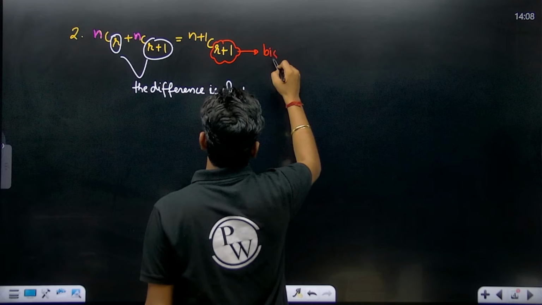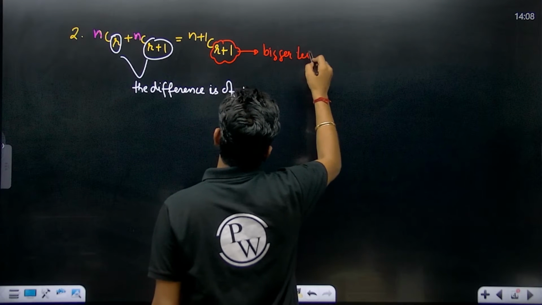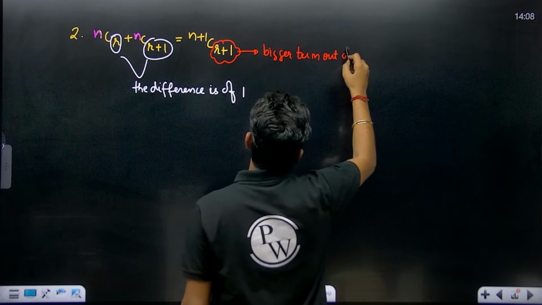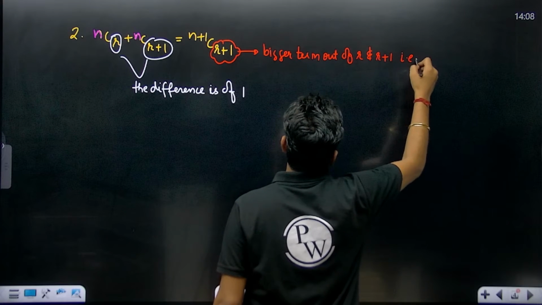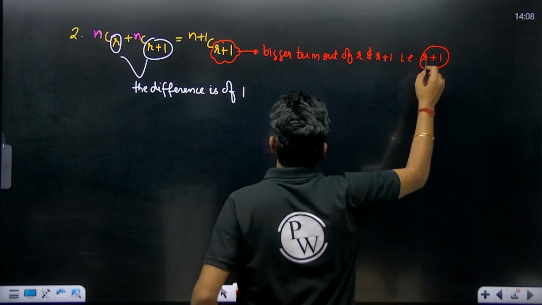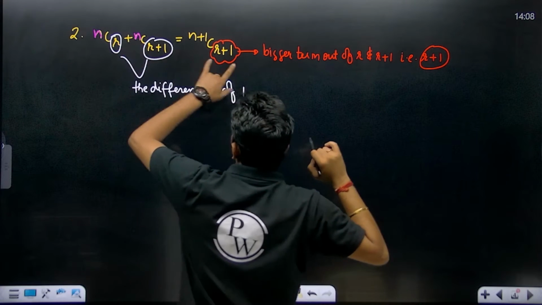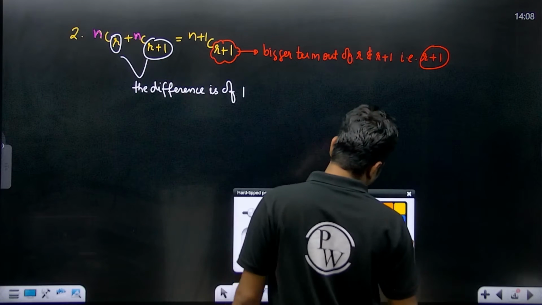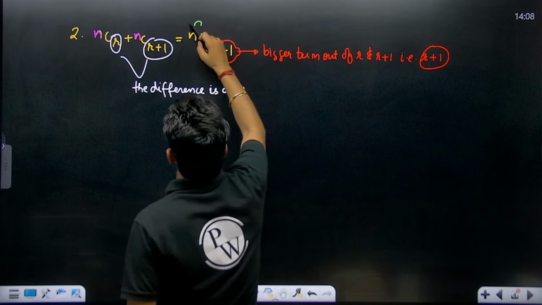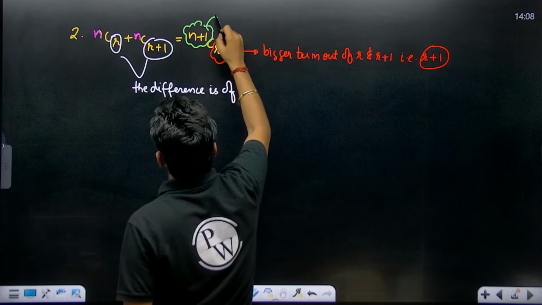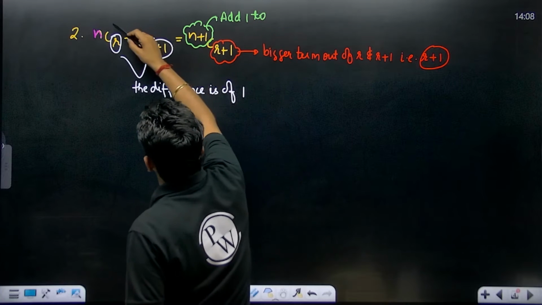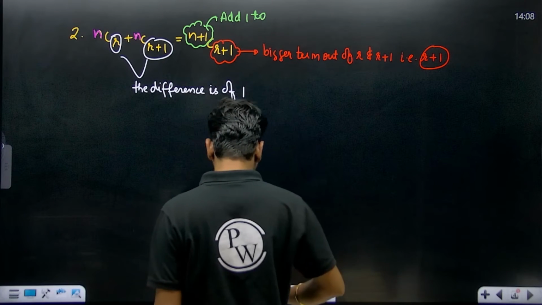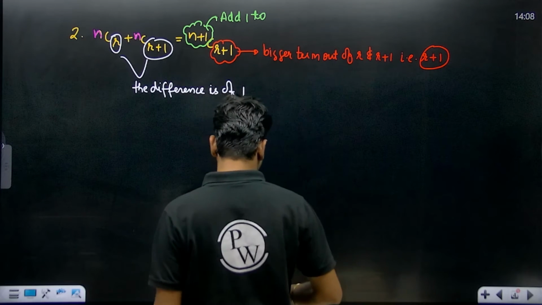The bigger term out of r and r plus 1 is obviously r plus 1, yes or no? So out of these two terms, whichever is bigger, you write it over here. That is number 1. And number 2, what you do is add 1 to the value of n.